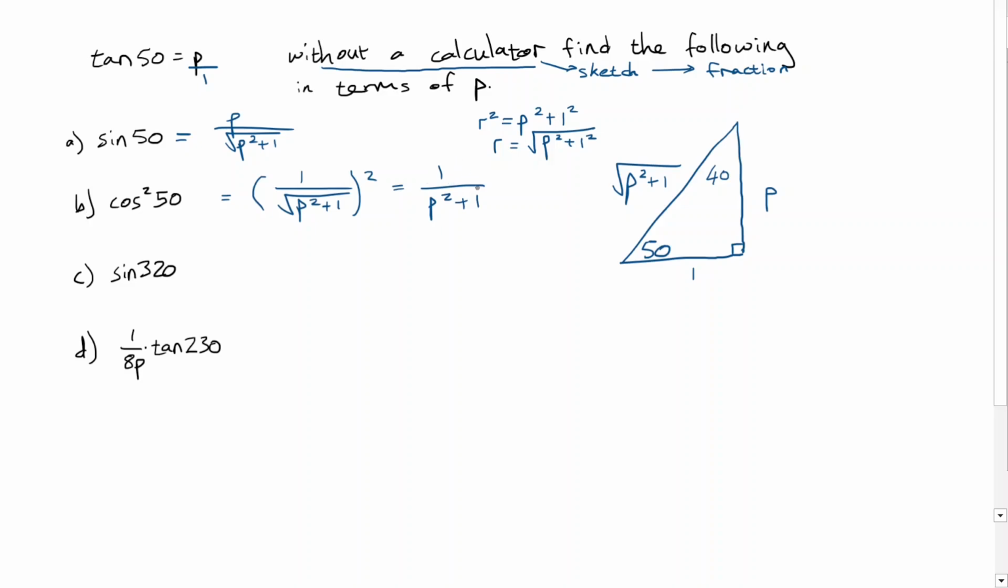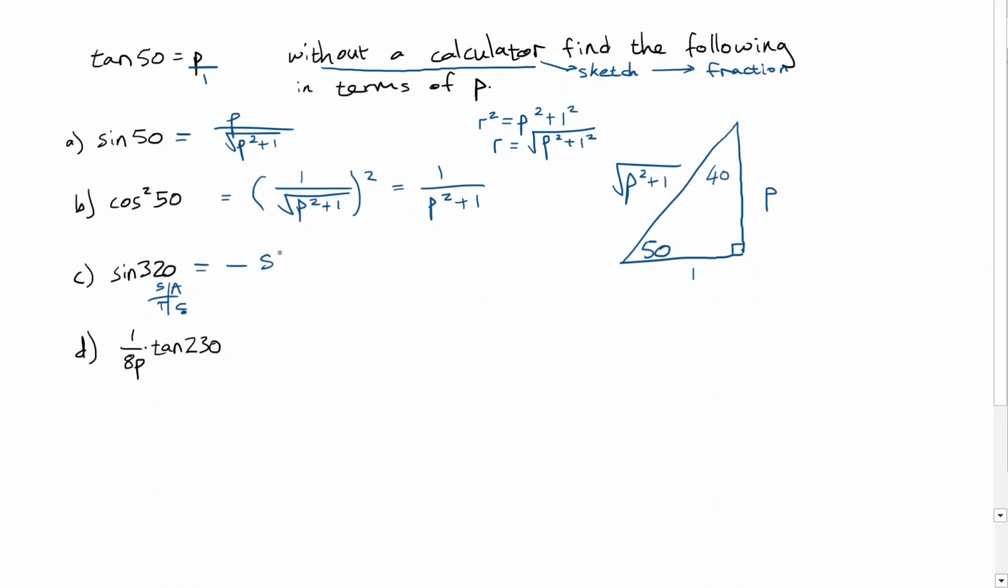Resist temptation to cancel your 2 1s. You can't do that if there's a plus or minus, so you just leave it as that. What I do is something like this that's got a big angle, I just reduce it like normal. And so I'll think of my CAST diagram and say, where's 320? It's probably about there. And so what's sine in the cos quadrant?